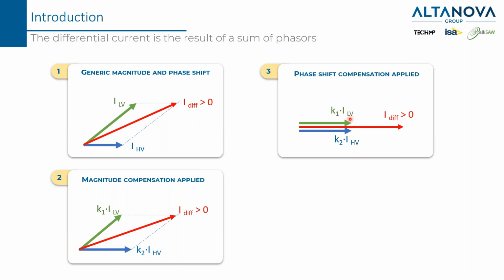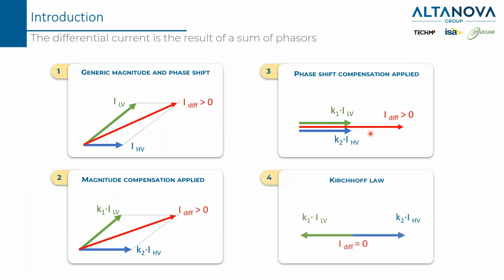Now the phase shift is compensated. You can imagine that we have applied something that modified the phase shift. Now they are in phase. But again, this is not the end of the story.